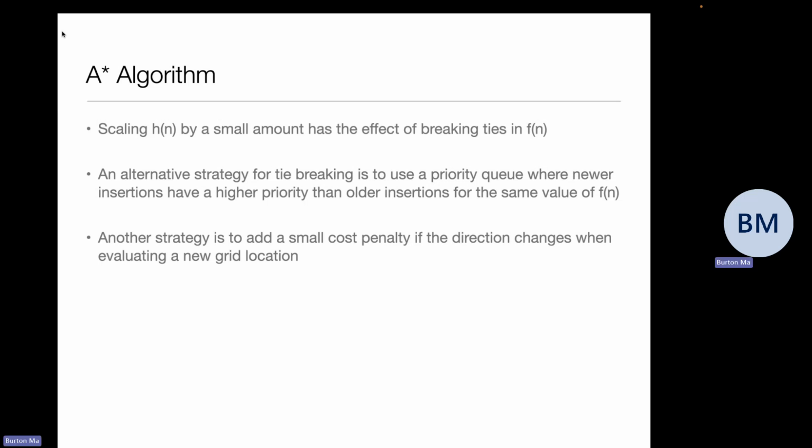So I'll call this F1(n) and I'll call this one F2(n). F1(n) is going to be slightly greater than F2(n) here, because the path changed direction here. If you use this strategy, you're going to bias the algorithm towards always moving in the same direction. That also works to break ties.